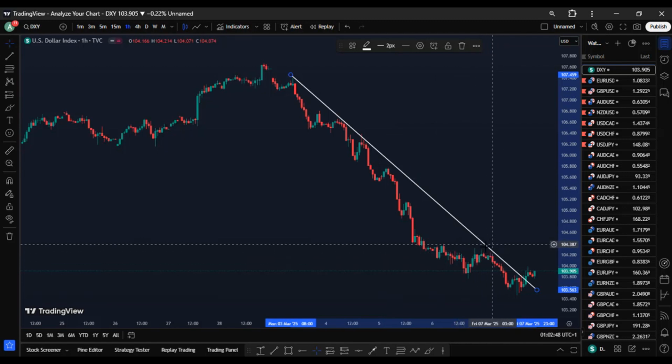Also here, it bounced on the trend line, it could not break above it, and kept on going lower up onto this area here, where as you can see, it has broken the trend line. So right now, we might be changing trend.